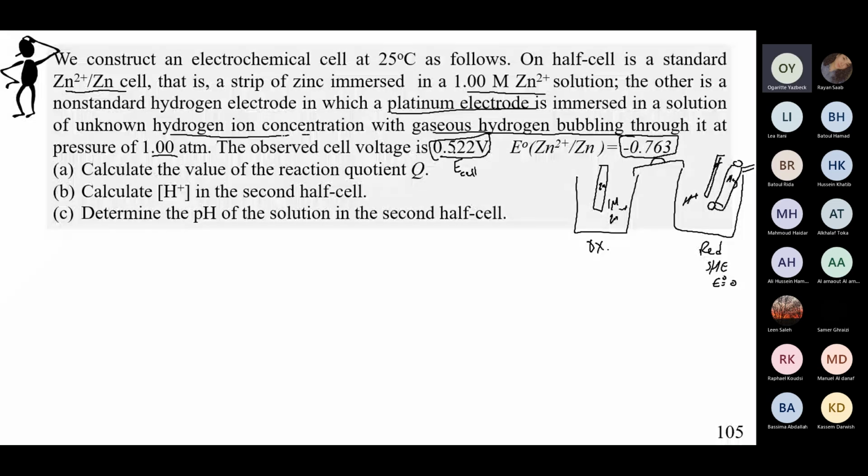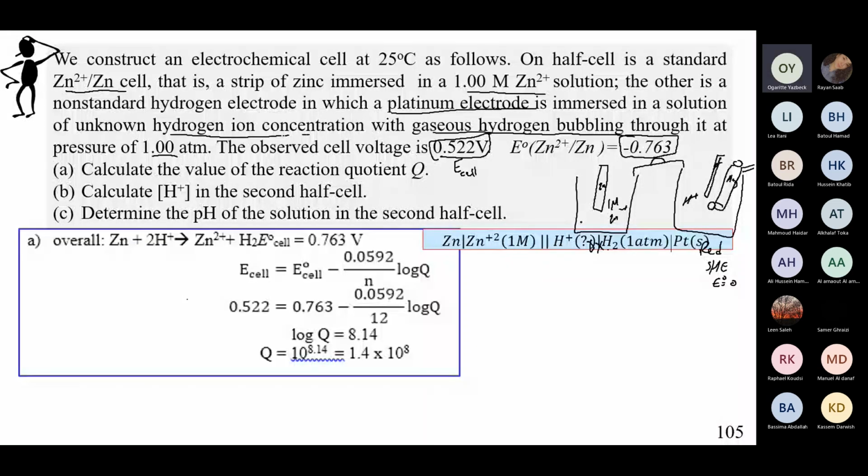The observed cell voltage is 0.522. Calculate the value of the reaction quotient. The overall reaction: the zinc side is the anode, and the hydrogen is the cathode or reduction half, separated by a double bar. The overall reaction is as we wrote here. Zinc goes to Zn2+ plus 2 electrons. That's that half reaction written as oxidation.